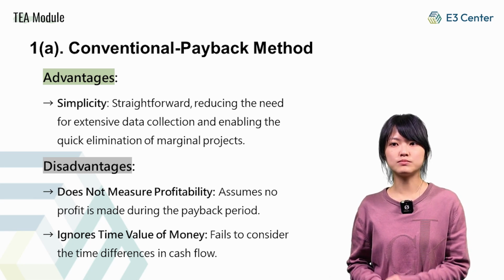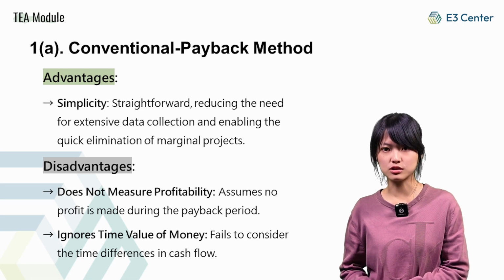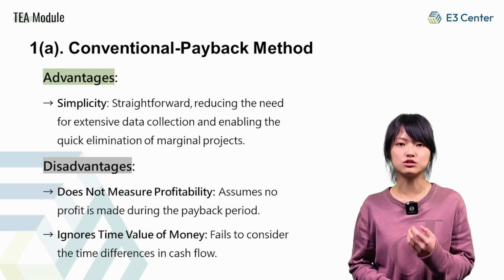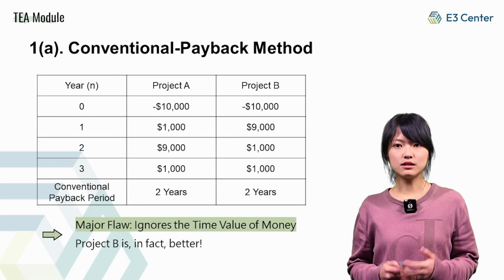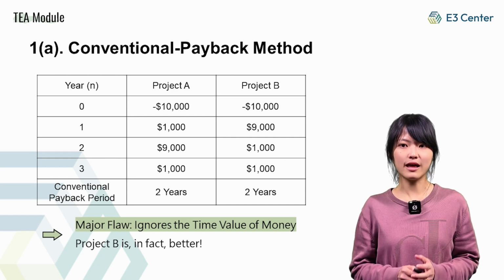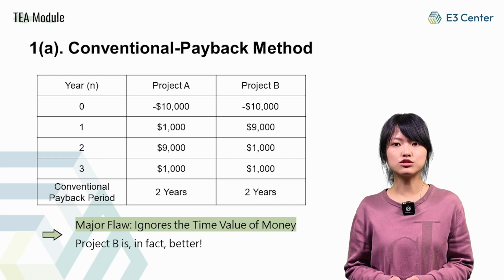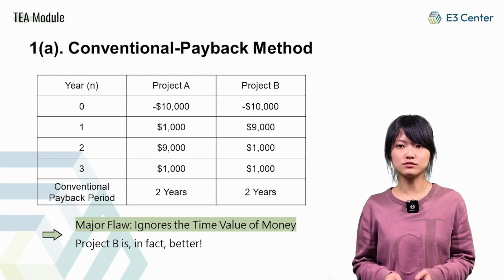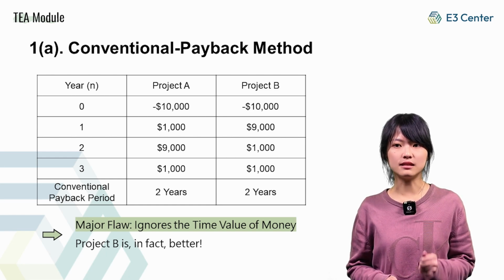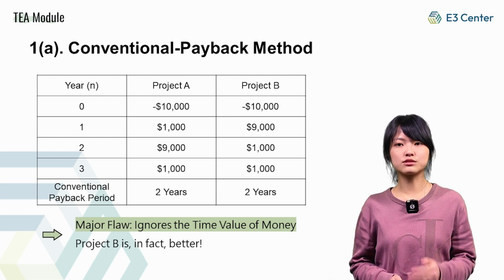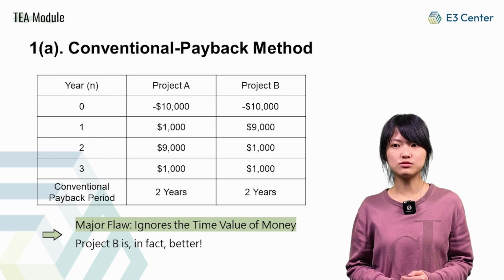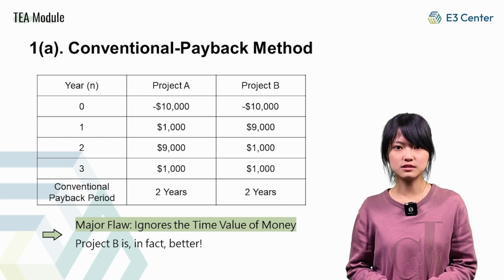This can lead to potentially misleading conclusions about the project's financial attractiveness. There are two hypothetical projects, A and B, in this slide. Both projects require an initial investment of $10,000, as indicated in the table. Over the next 3 years, each project generates different annual cash inflows.